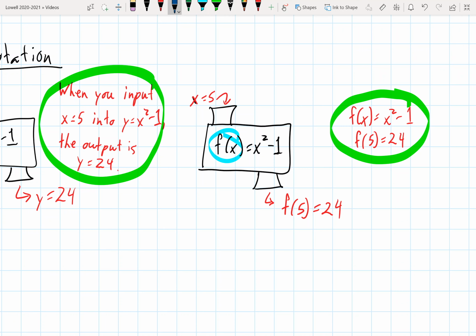In words, f parentheses x, we say f of x. And I write them out just so you know that it's literally what comes out of your mouth.